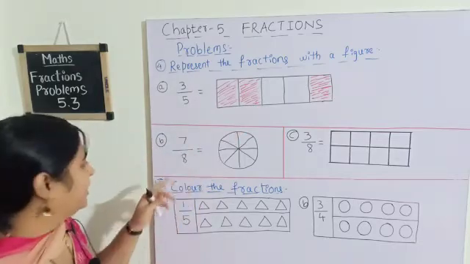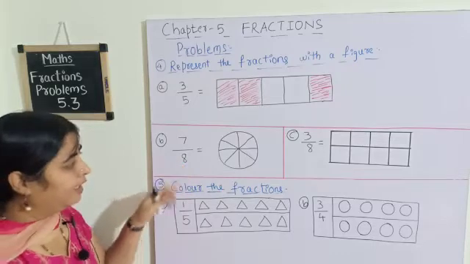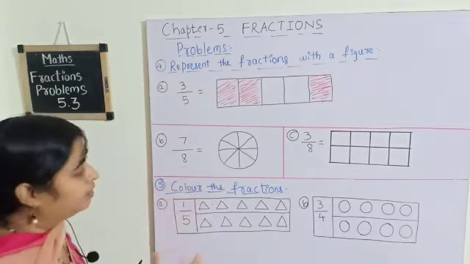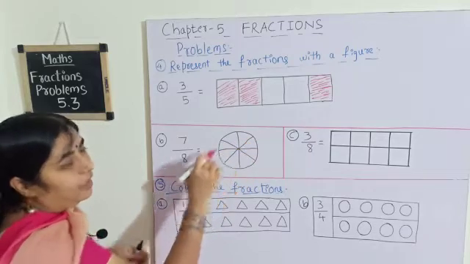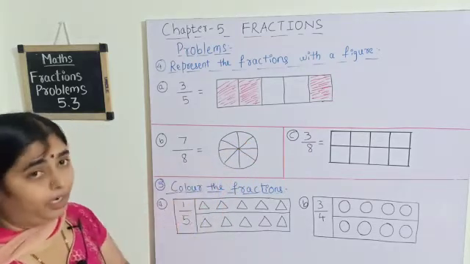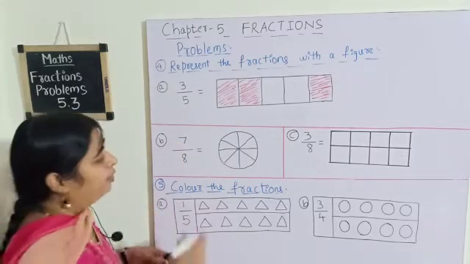Let's go to the next example. 7/8. Total how many parts do we have to make? 8. See here, I have taken a circle. 1, 2, 3, 4, 5, 6, 7, 8. I have cut it into 8 equal parts. So how many parts do I have to shade? 7 parts I have to shade.